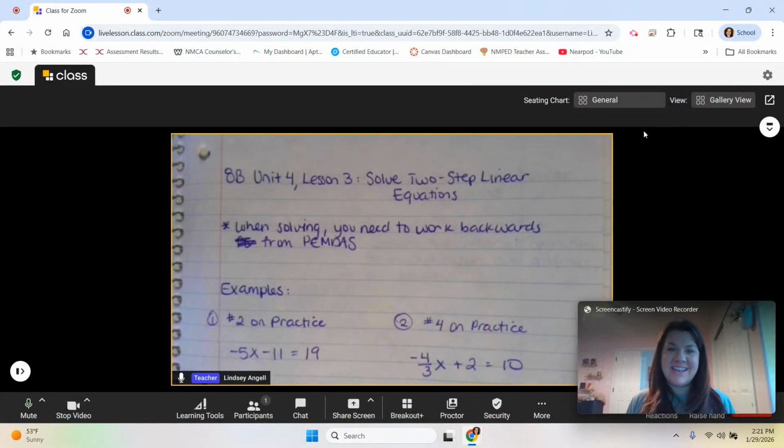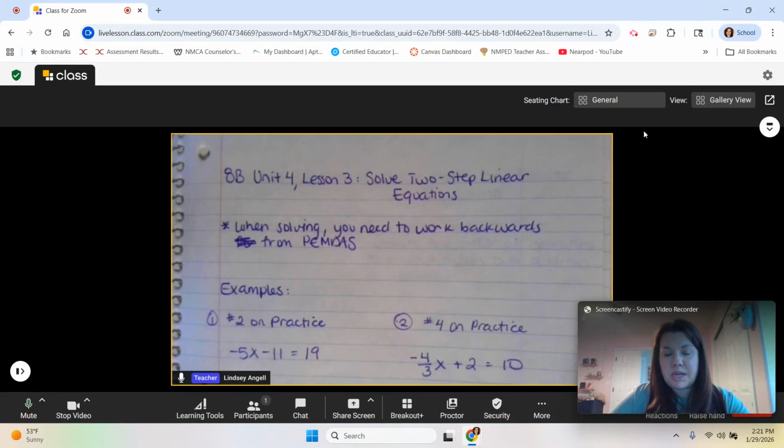Hi guys. I hope the last lesson was a little bit of a fresh start, right? A little easy for us. Review even, right, from previous grade levels. We're just using different vocabulary, right? Calling them linear equations. And so today, for Unit 4, Lesson 3, we're going to be solving two-step linear equations.